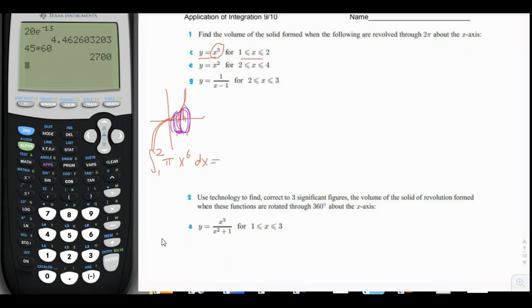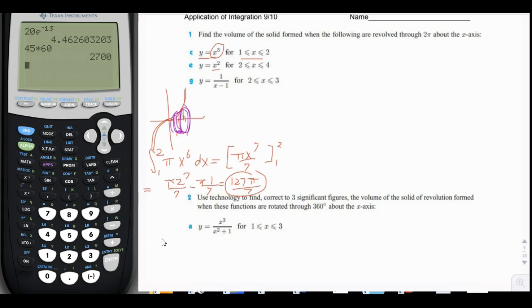So then we're going to take the integral of that. The integral of pi x to the 6th is pi x to the 7th divided by 7, and then we're going to evaluate it from 1 to 2. We substitute in 2, then substitute in 1, and subtract them from each other. So we'll have pi 2 to the 7th over 7 minus pi 1 to the 7th divided by 7. So 2 to the 7th is 128. So 128 pi minus 1 pi is 127 pi, divided by 7. Okay.